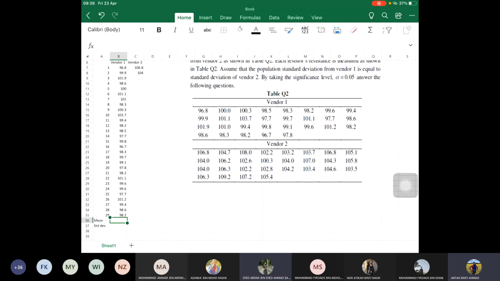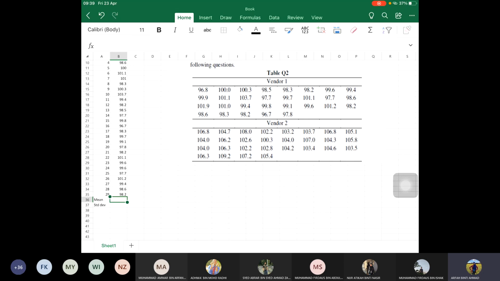Min dapat 99.4. Betul? 99.3241. Betul tak? Oh, saya dapat 99.4. 3, 2, 4, 1. Sama. Type sama dengan and then type average.